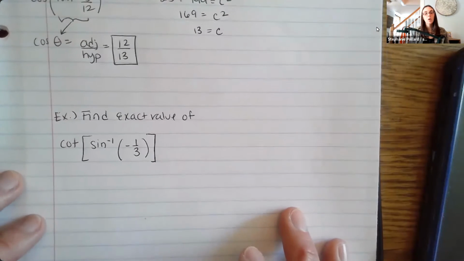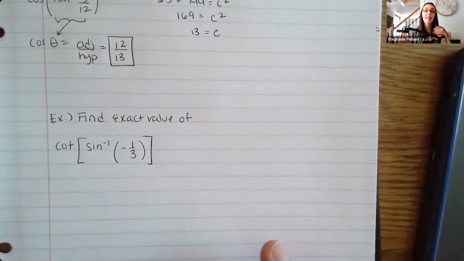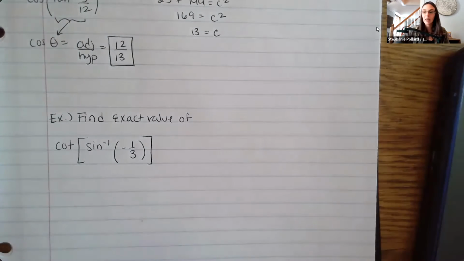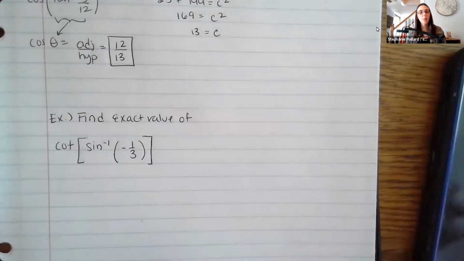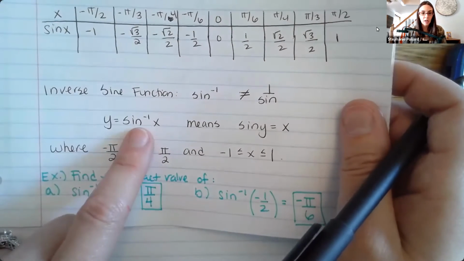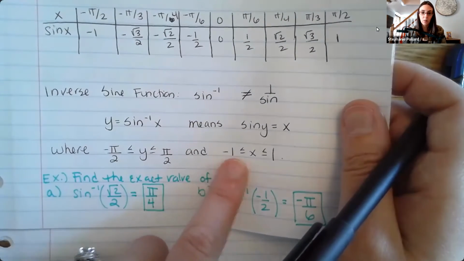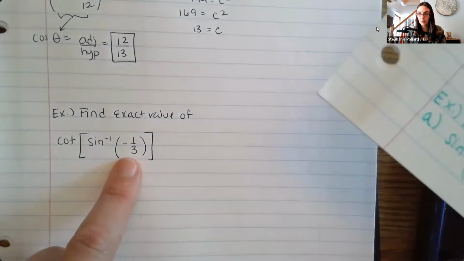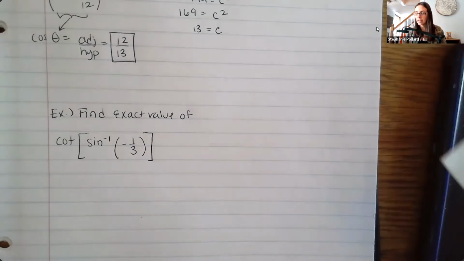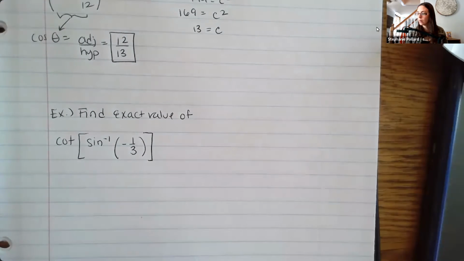Okay, so I'm looking for the cotangent of the inverse sine of -1/3. One thing I want to note again, just to go back to my inverse function for a second: my inverse sine function, I can plug in anything between -1 and 1, and I will get a result. So this is defined, -1/3 is between -1 and 1, and I don't have to worry about that piece per se here.